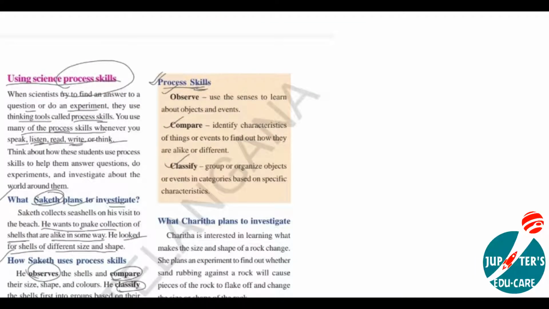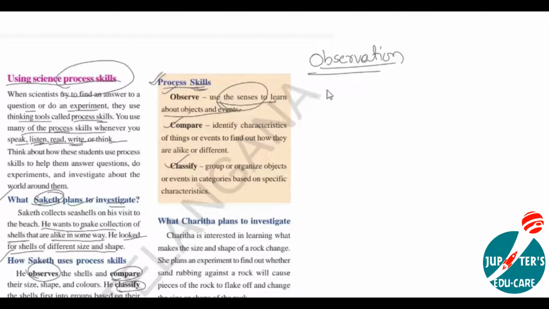First of all, you have to know what is meant by observation, right? Observation is nothing but using the senses to learn about objects and events. So let us see, first, observation. For observation, we require all senses.